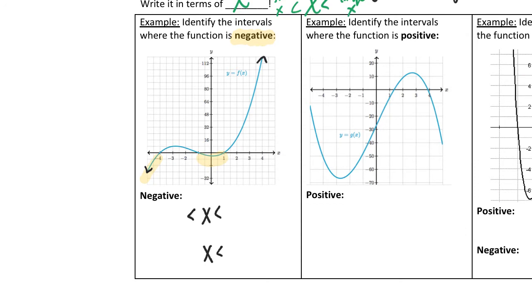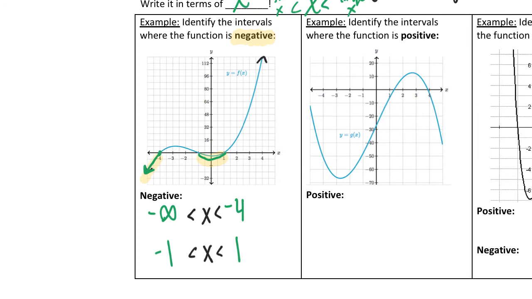We'll do that in terms of x. So let's look at this left portion over here. On the left, in terms of x, these x values are going forever to the left. So we'd say from negative infinity up until this x value of -4, the graph is negative. In other words, the graph is below the x-axis. The next portion of the graph where it's below the x-axis is this portion right here that I've highlighted in yellow. That is between the x value of -1 to +1.